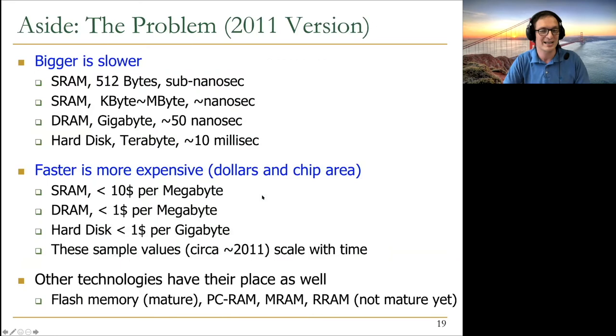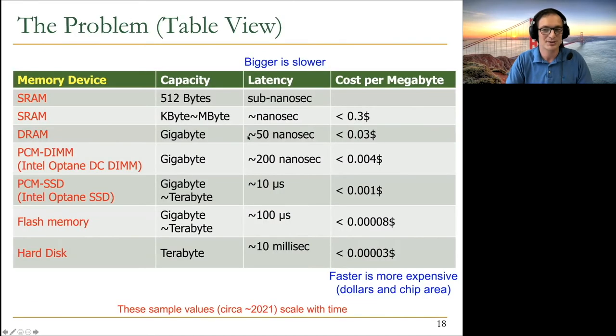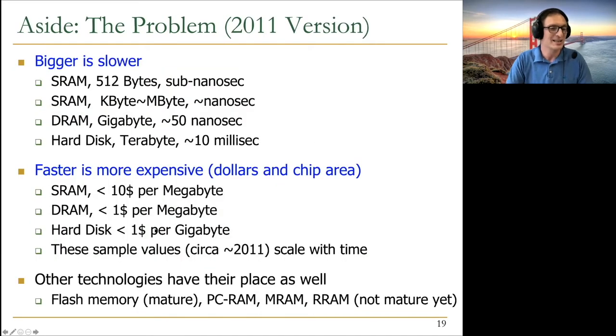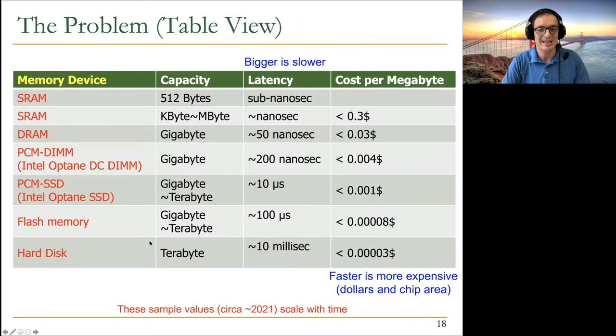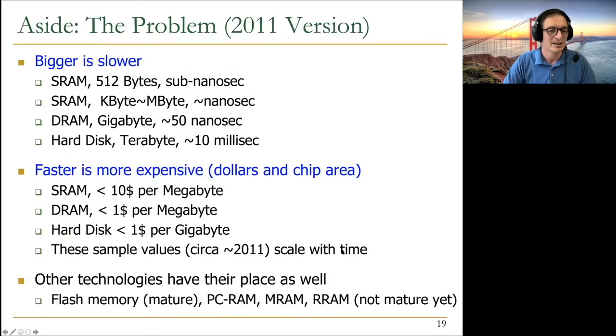And to look at it in an instructive fashion, this is a slide that I used to use, which has the data from 2011. So this data is 10 years old. And you can see that the cost per megabyte was much higher at that time. 10 years ago, SRAM was $10 per megabyte, whereas today it's $0.3 per megabyte. Hard disk was $1 per gigabyte, whereas today it's much lower per gigabyte. This is per megabyte, but you can do the conversion over here. We also have flash and PCM over here. So basically, memory cost is becoming much better, but latencies are not becoming much better.